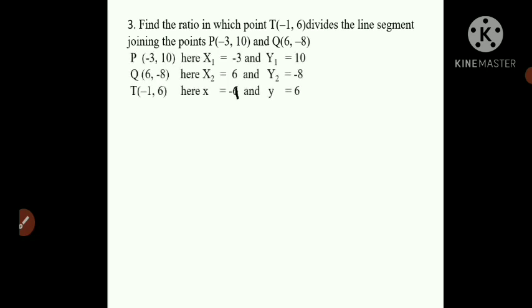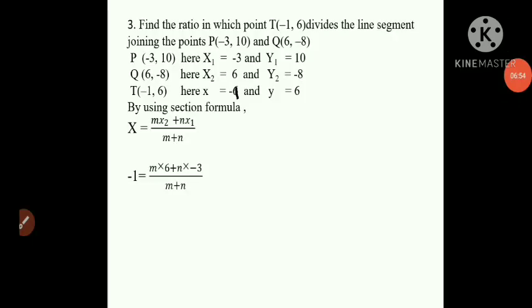So first we'll write the given part. P is given minus 3 comma 10. Here x1 is minus 3 and y1 is 10. Q is given 6 comma minus 8, means x2 is 6 and y2 is minus 8. And T, which is given minus 1 comma 6, means here x is minus 1 and y is 6.